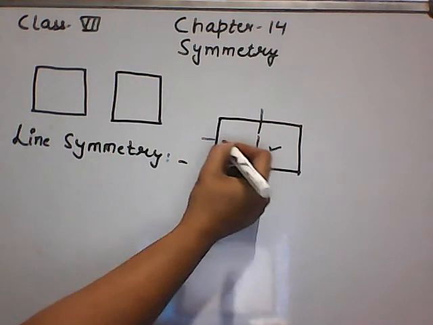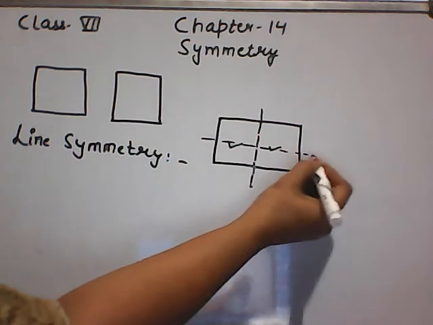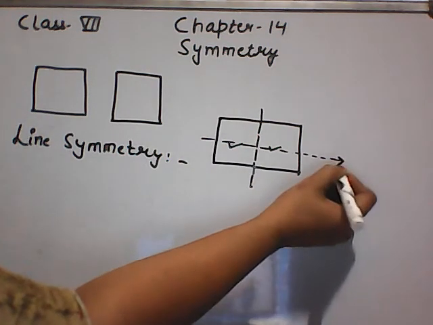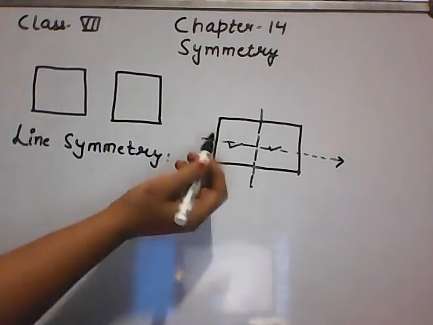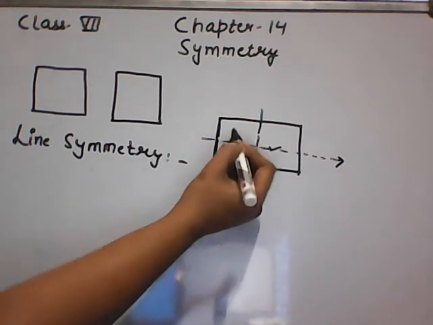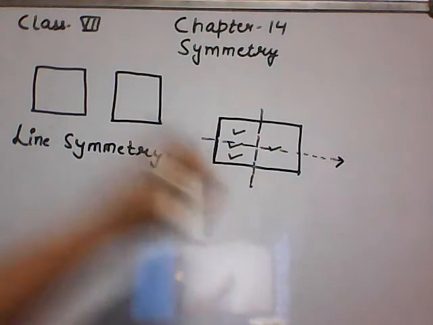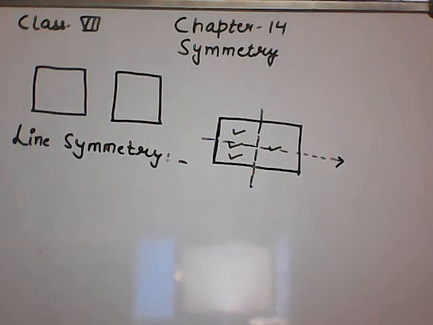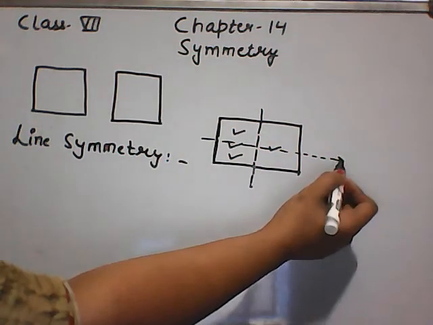In a rectangle, there is also another line of symmetry, which is called the horizontal line of symmetry. If we fold this part over this part, then these two parts coincide with each other and are exactly the same. Then we can say this line is the line of symmetry.